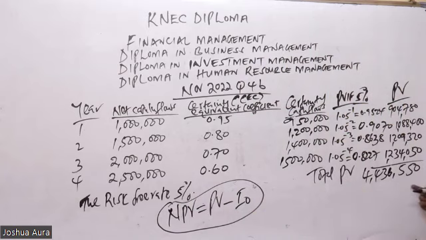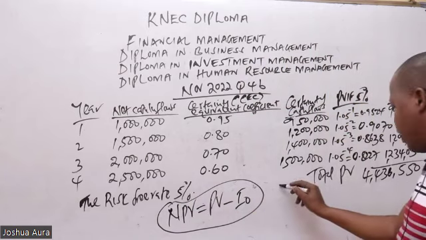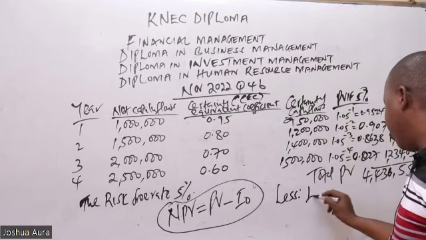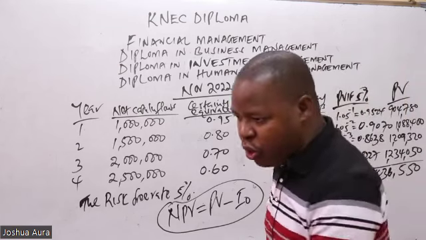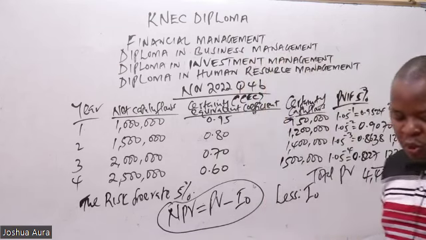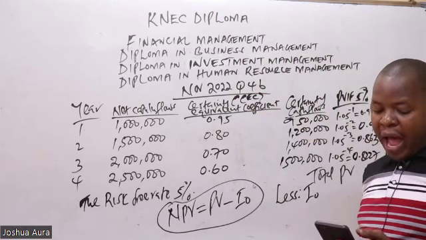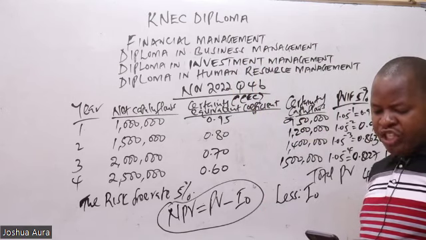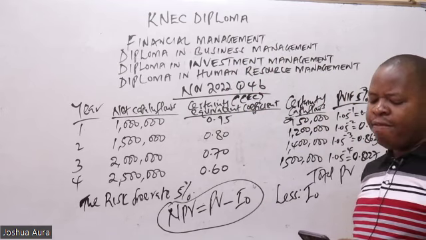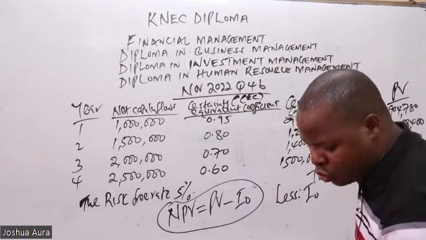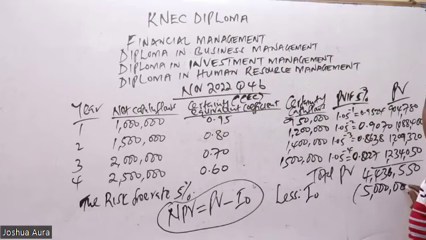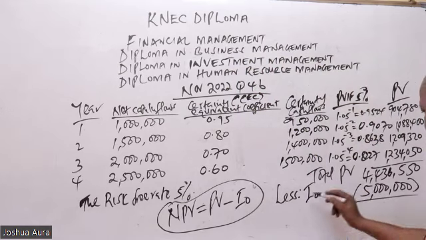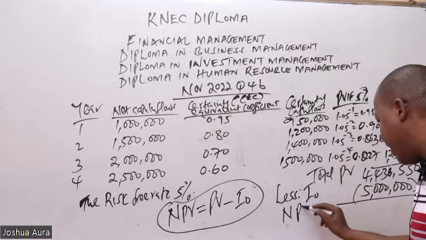And this is our total present value. So we are going to less the initial outlay, which from the question we have been given, as we are told Jenga Limited intends to invest 5 million in that project. So that is our initial outlay, 5 million. So we are going to deduct 5 million here. When we less the initial outlay, we get our net present value.